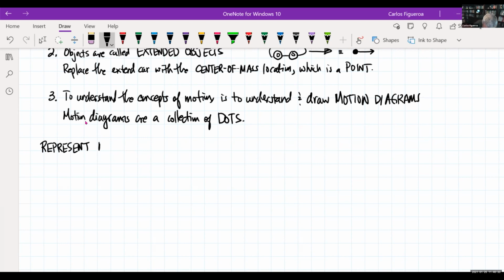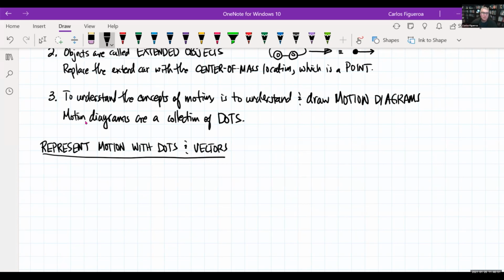Represent motion with dots and vectors. That's what I want to do.